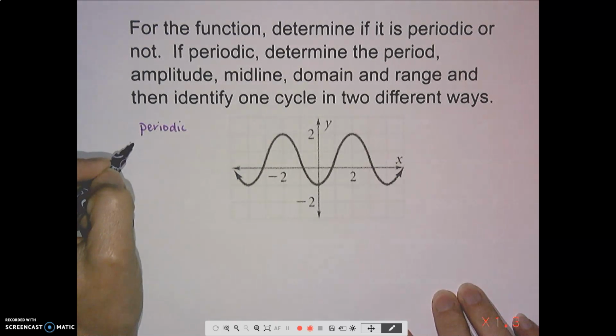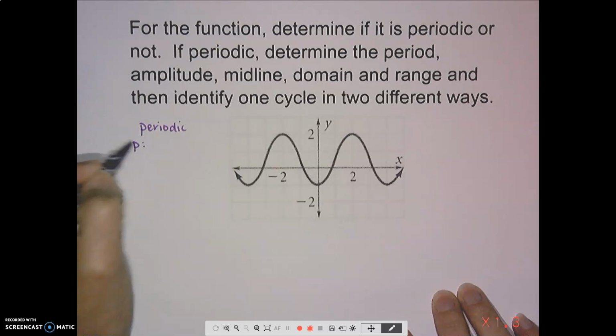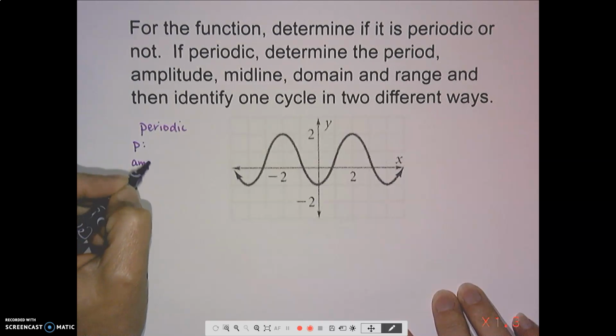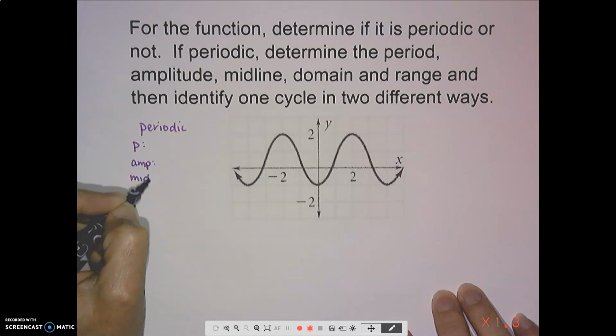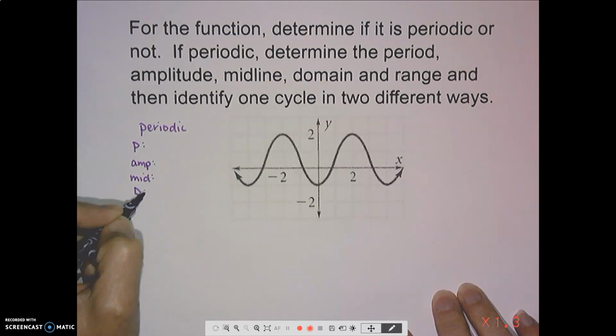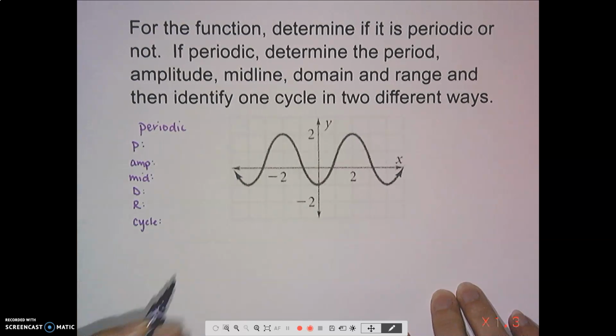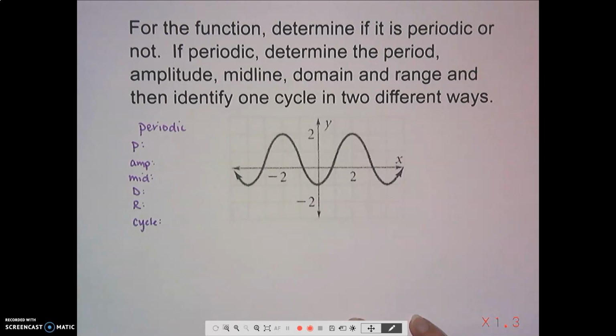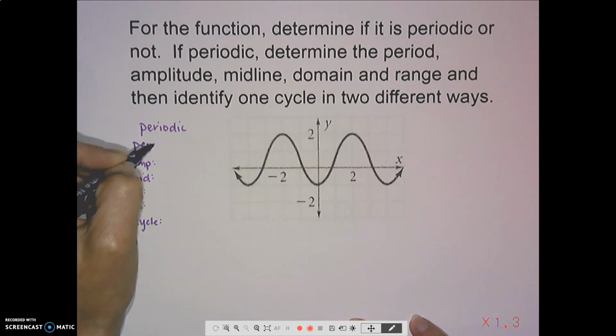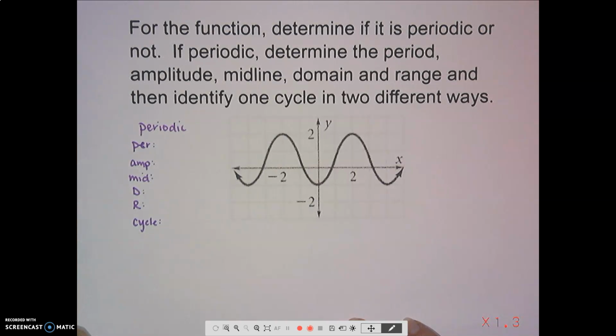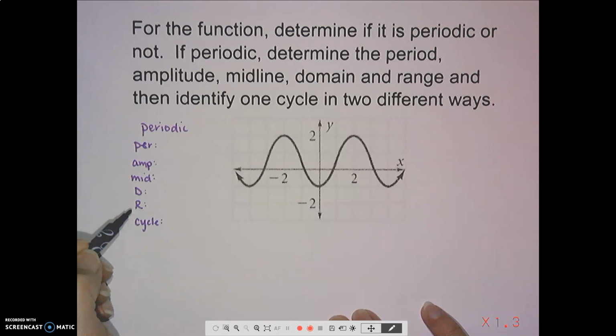And then we need to figure out the period, the amplitude, the midline, domain, range, and then the cycle in two different ways. So it's kind of up to you which process you want to go through as you go. We kind of need to figure out the cycle before we can figure out the period, the amplitude, the midline, some of those things. Domain and range, we know those things from the past, so we can jump straight to those first.